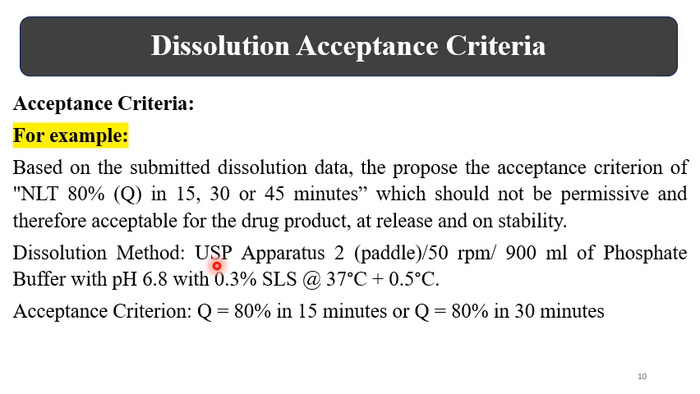Dissolution method should describe the dissolution parameters in detail like USP2, paddle apparatus, 50 rpm, 900 ml of phosphate buffer with pH 6.8 with 0.3% SLS at 37 degrees Celsius plus minus 0.5 degrees Celsius. And the acceptance criteria will be, for example, 80% in 15 minutes or 80% in 30 minutes or 45 minutes, whichever is applicable and suitable as per the bioequivalence batches.